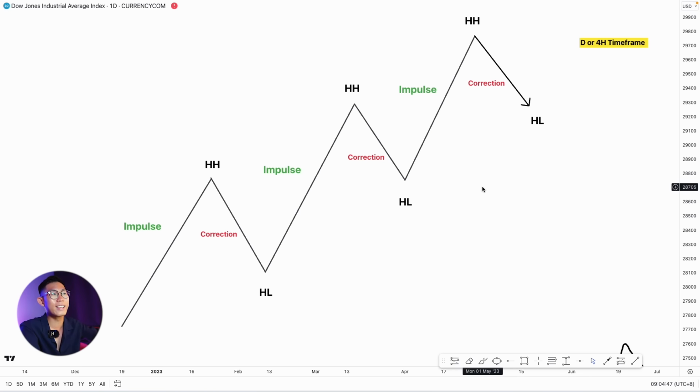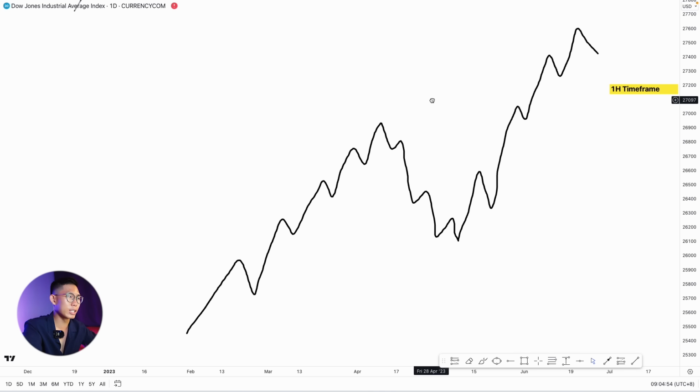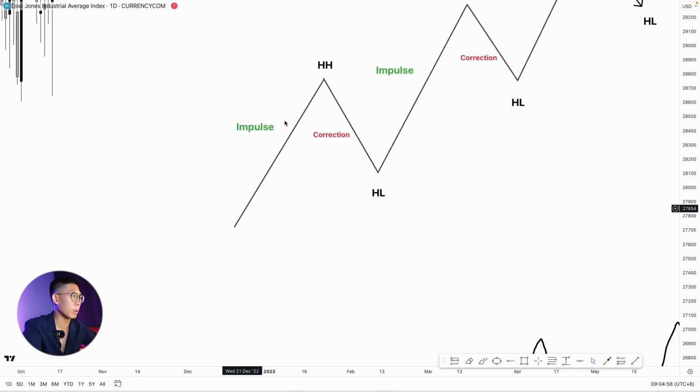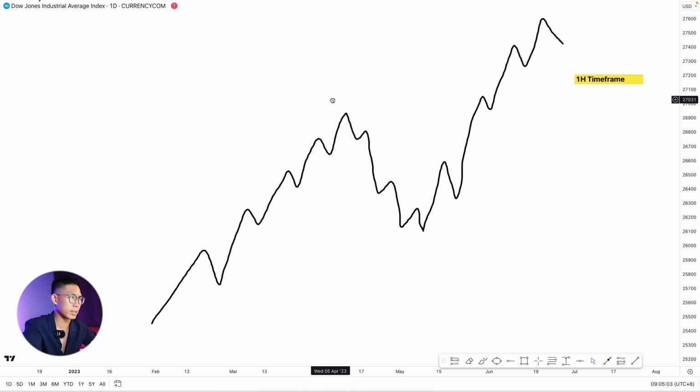So we see this on the daily or the 4-hour time frame, and then we zoom down to our 1-hour time frame. On our 1-hour time frame, this is what the impulse and the correction move looks like. Over here, this is the impulse move, and this is the correction. In this case, you can see it looks a little bit more confusing now, but the concept is still the same.